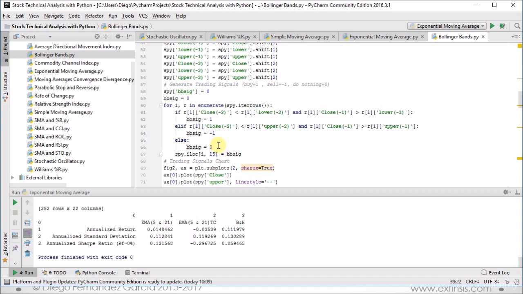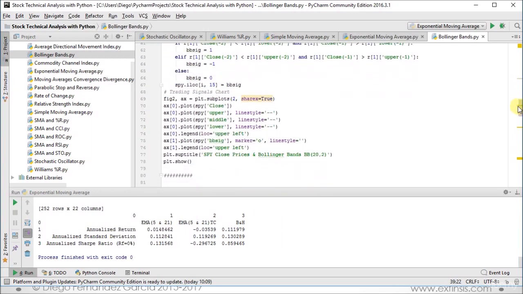In all the for loops, we're going to be updating our original data frame SPY with iloc in the corresponding i row from the one in our for loop and the 15th column, where we are storing the corresponding signals with the values we obtain within these conditionals inside the for loop. Next, we're going to do our corresponding trading signals chart.